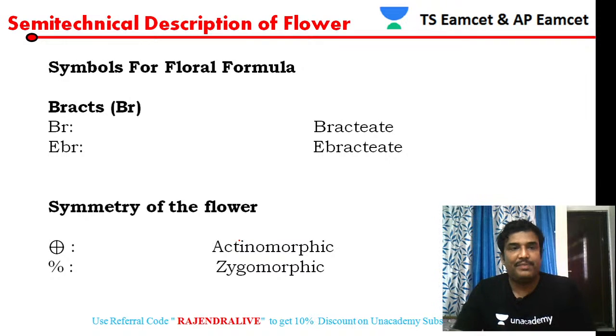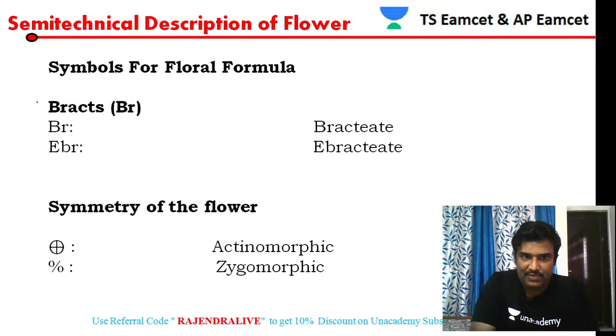So let us see the first one: symbols for the floral formula. Let us see what the symbols involved in the floral formula are. If you see the symbol for bract, for the term bract we use Br, capital B and small r. This is called a bract.